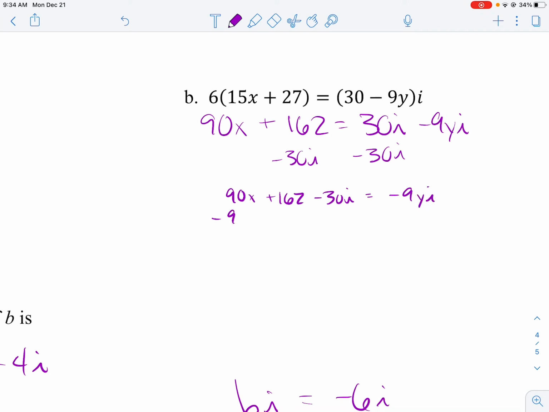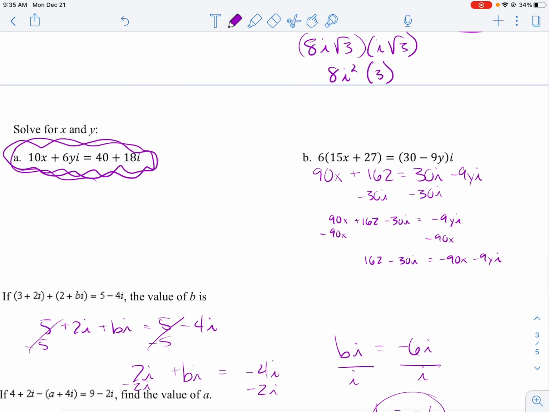I'm going to subtract 90x, so I get 162 minus 30i is equal to negative 90x minus 9yi. So the whole purpose of that is trying to get it so it looks exactly like A here. Okay? And then we just set these things equal to each other. So I set A equal to C, B equal to D.